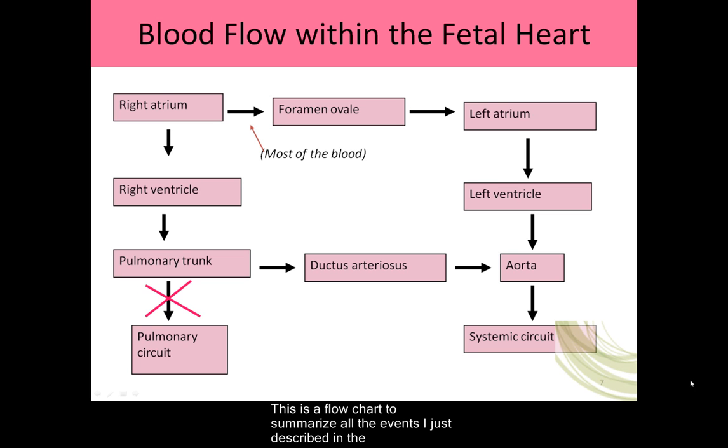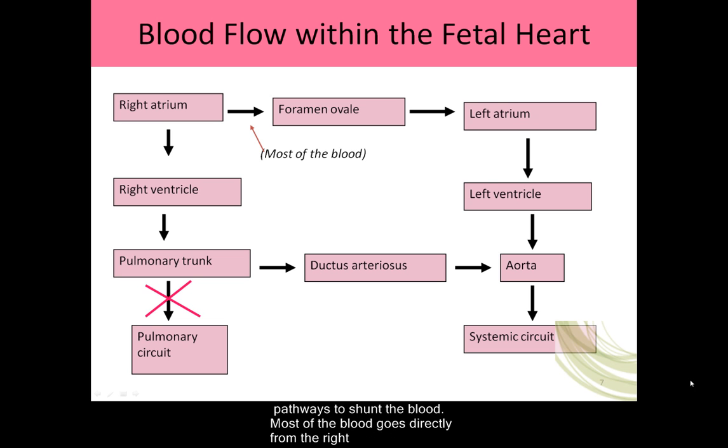This is a flow chart to summarize all the events I just described in the previous slide. Blood entering the right atrium should flow into the right ventricle, and this blood is slotted to enter the pulmonary circuit. However, the lungs are collapsed in the fetus, and this creates intense pulmonary pressures. These high pressures will prohibit blood from entering the pulmonary capillary beds.